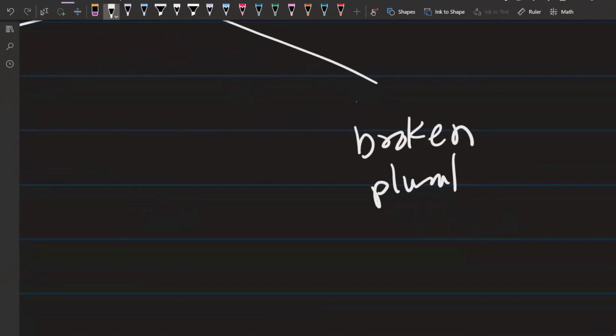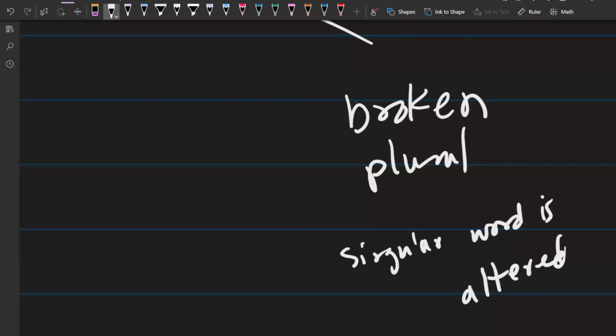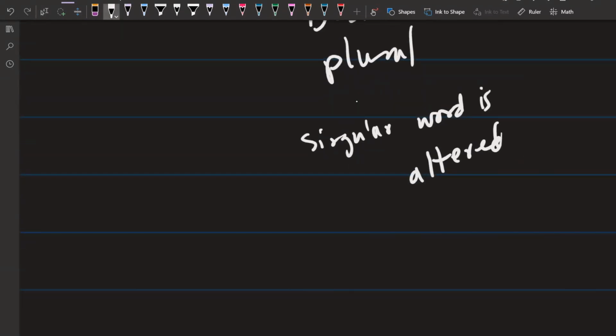Broken plural, basically they mean that the singular word is altered one way or another. For example, if you are thinking from the English language perspective, you say man. What is the plural of man? You say men with E. So you definitely altered the singular. Singular was with A, well, you change it into E. So this would be considered a broken plural.